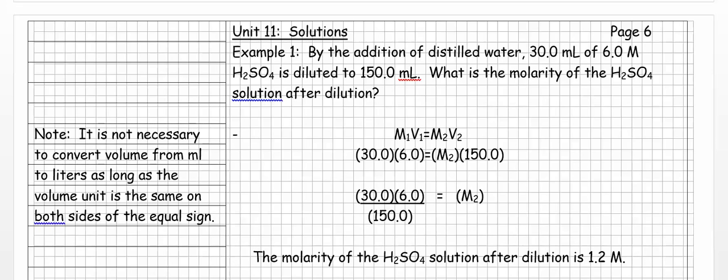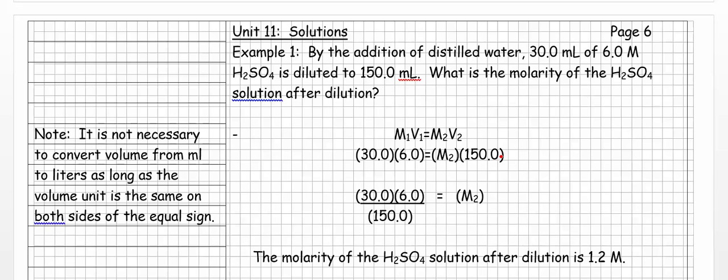So here we go. We're going to use our formula, M1V1 is equal to M2V2. Now the molarity of the more concentrated solution was 6.0 and its volume was 30.0 milliliters. And that's equal to M2, that's the molarity we're looking for, times 150 milliliters this time. And by the way, I want you to notice that you don't have to change milliliters to liters as long as you recognize that both of these sides have to be the same. In other words, if one volume is in liters, the other one has to be in liters. If one's in milliliters, then the other one has to be in milliliters, and you're good.